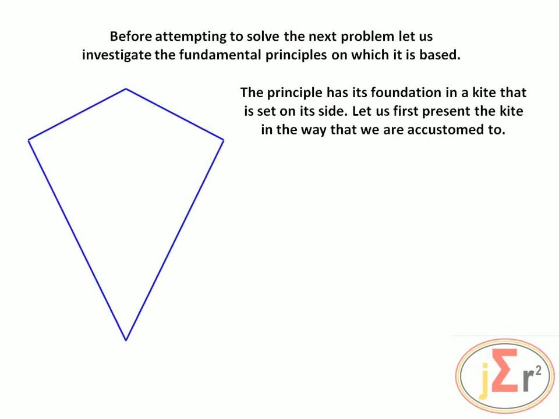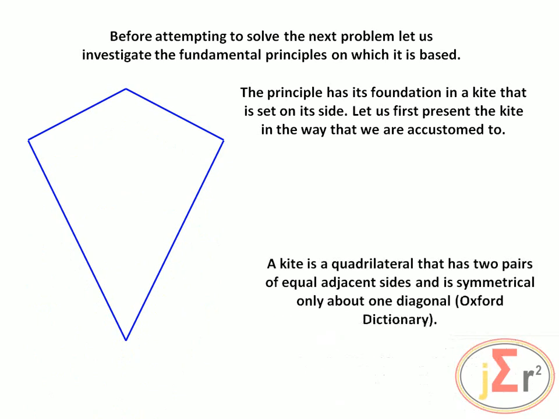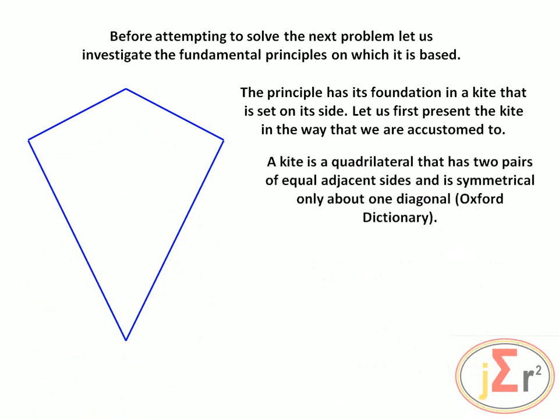So we are going to draw the kite first, and of course, according to the Oxford Dictionary, a kite is a quadrilateral that has two pairs of equal adjacent sides and is symmetrical only about one diagonal. So it is going to be symmetrical about one diagonal. One diagonal goes like this, and the other one goes like this. So this is the one diagonal that it is symmetrical about.